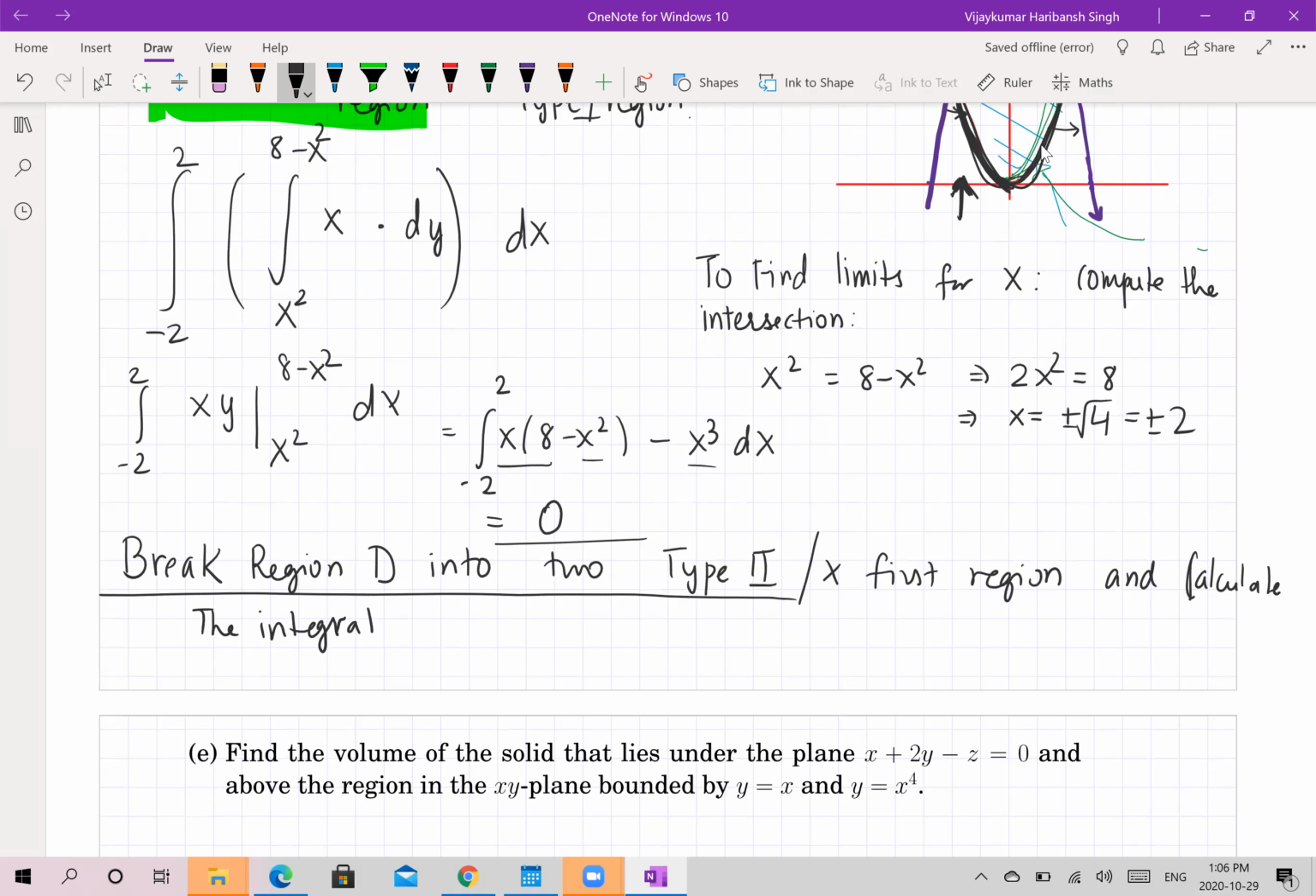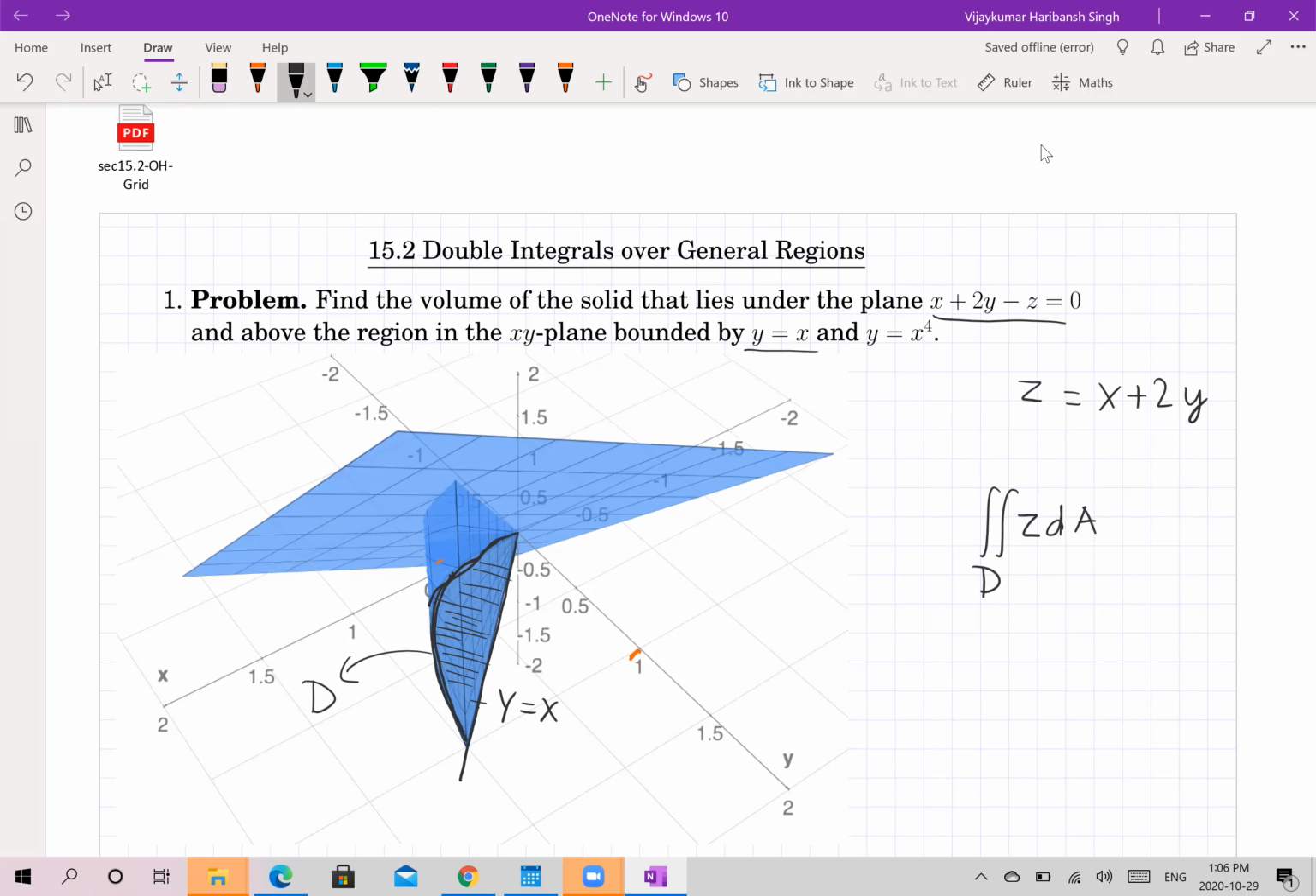All right, now we can solve the problem we raised. To start with, we had this problem. We wanted to compute the volume of the solid that lies below the plane x plus 2y minus z equals 0, so this is this plane here, and above the xy plane, between y equals x and y equals x to the 4.